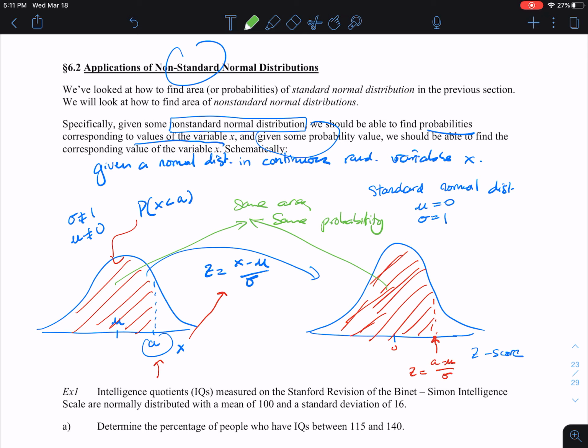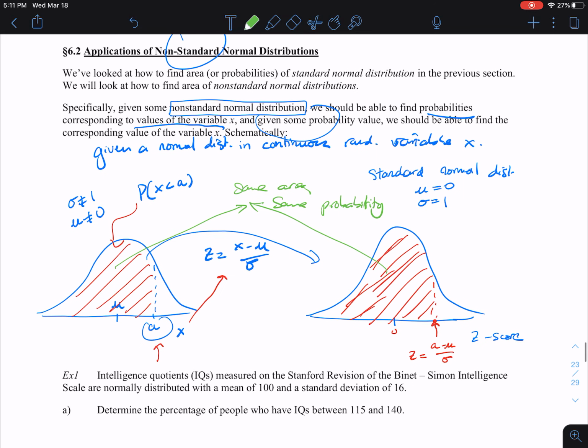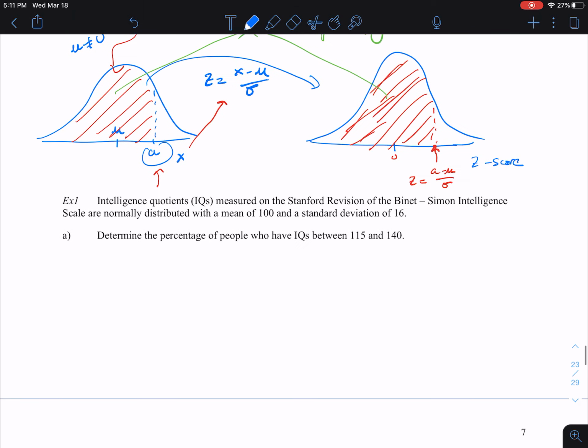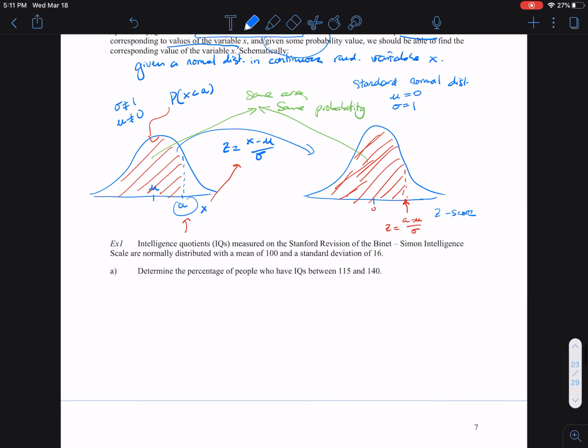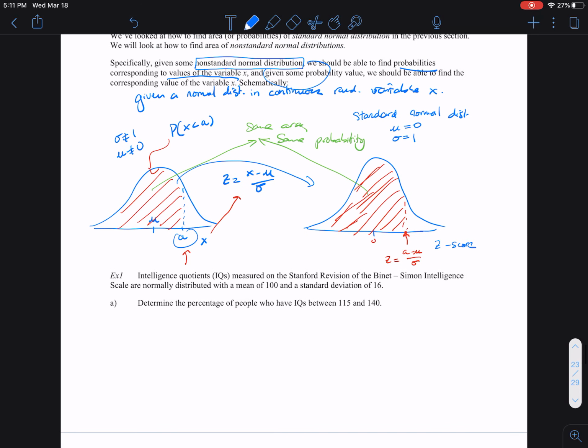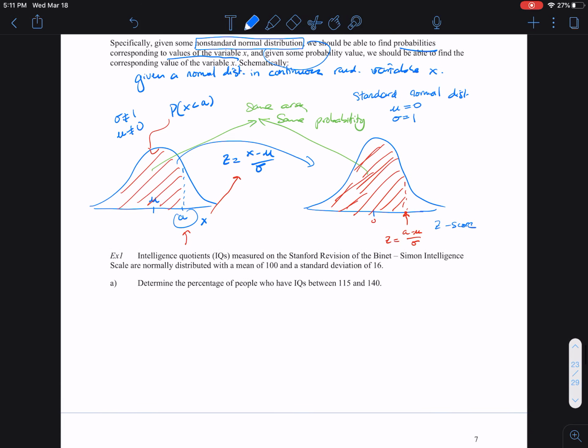So that's the goal: start with the non-standard normal distribution, convert the particular value to a z-score, and use a z-score table to look up that area. We learned how to use a z-score table in 6.1. So let's go ahead and solve some problems. In this first example, I'm going to show you how to do this using the long way. The long way is what I just demonstrated in this picture: take a particular value of x, convert that to a value z, look up the area to the left of that z-score using the table, and that should match the area we're asking for.